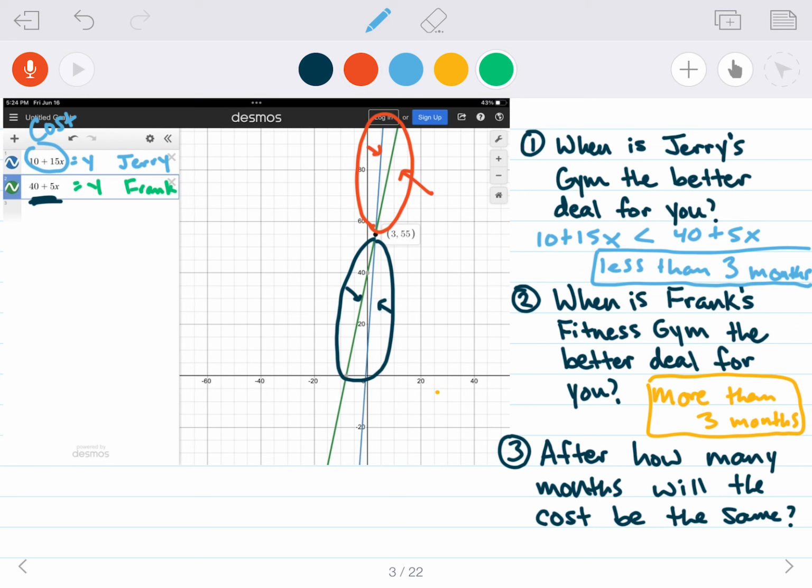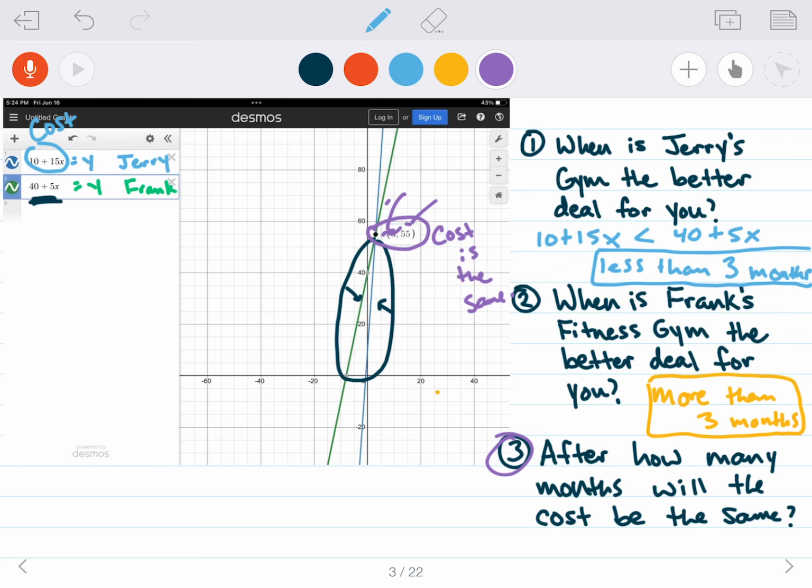Now, you might be guessing for the next question, we might not have to do this algebraically, we can just look at it. After how many months will the cost be the same? Well, the cost is the same when these two lines cross. When they have the exact same height, the cost is the same. And we can prove this to ourselves algebraically, so we can see that the cost is $55 at 3 months, right?